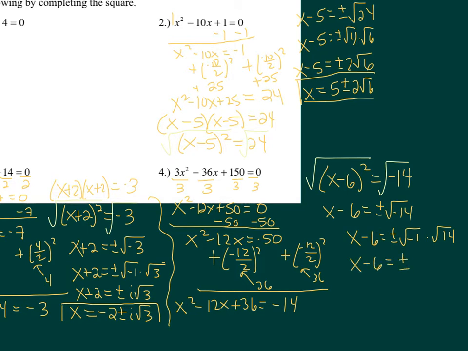By definition, the square root of negative 1 is the imaginary unit i. 14 is 2 times 7, both of which are prime, so I can't break that down any further. I finish it off by adding the 6 to the other side, so we have 6 plus or minus i square root of 14.